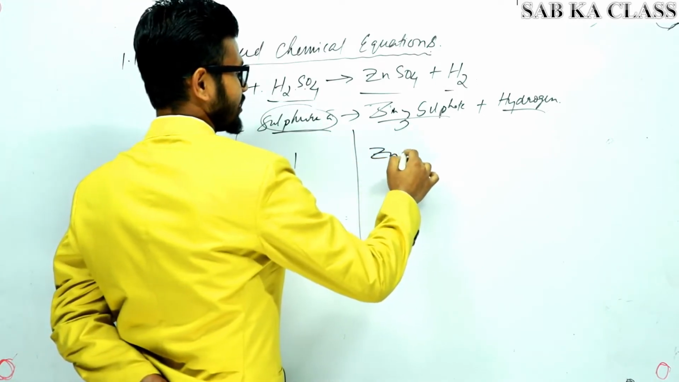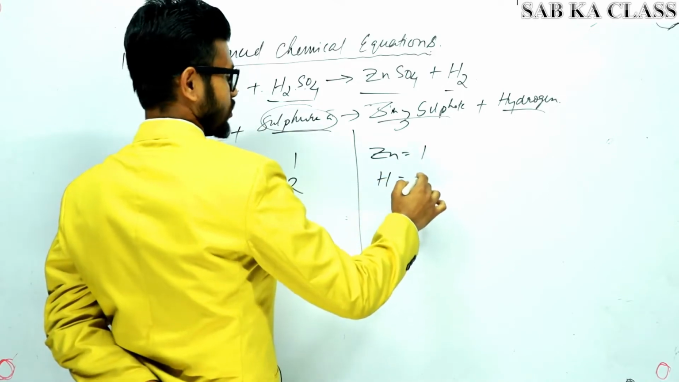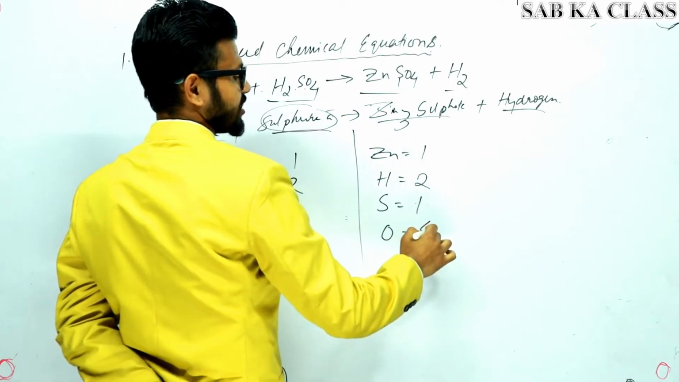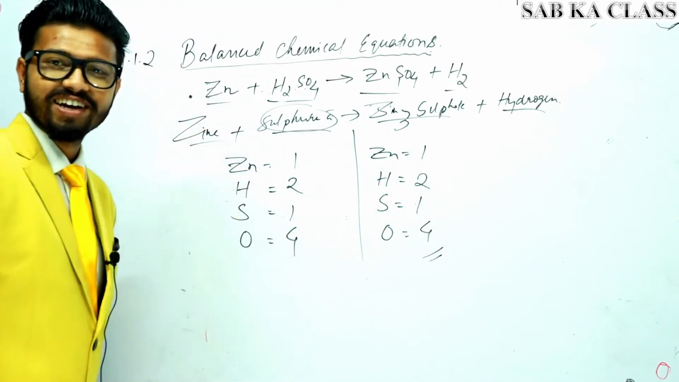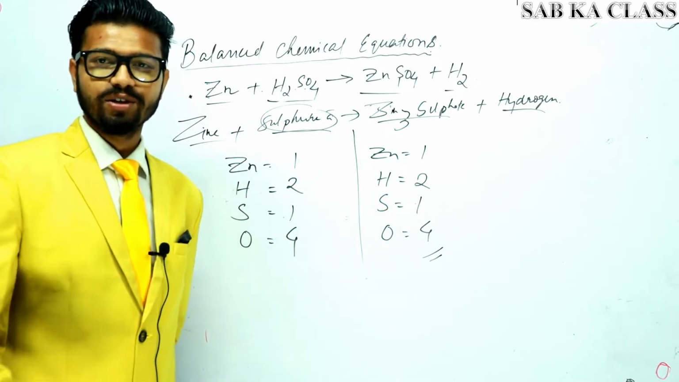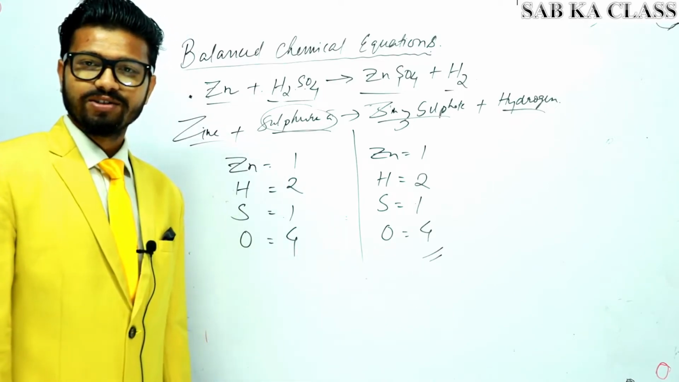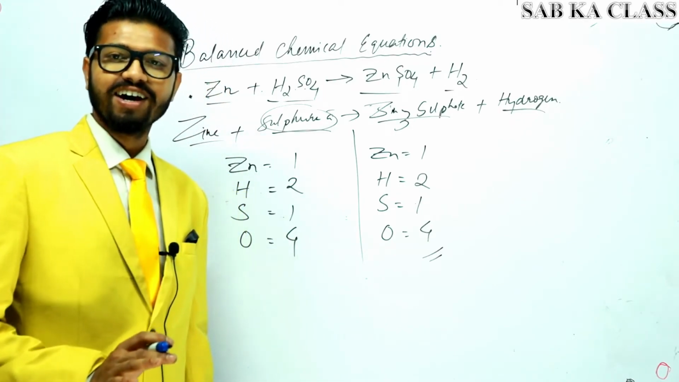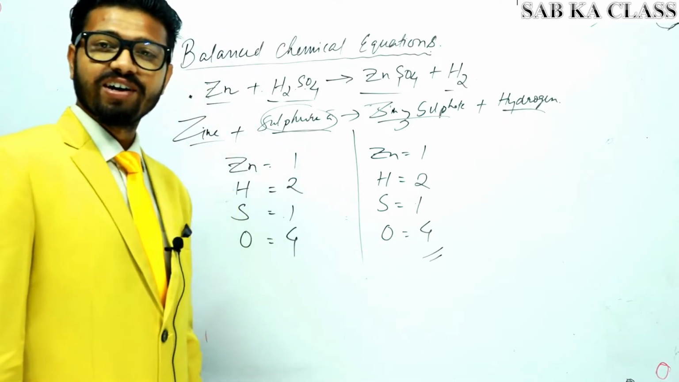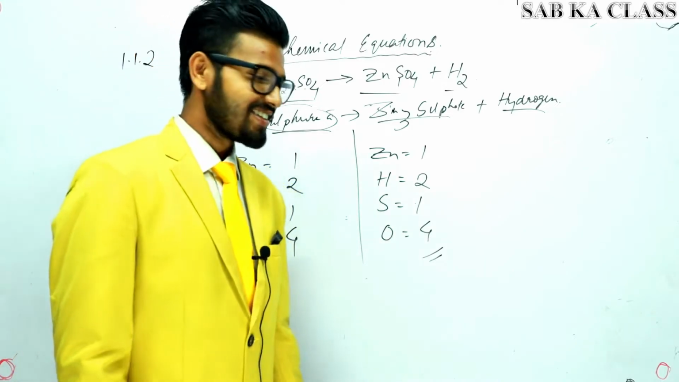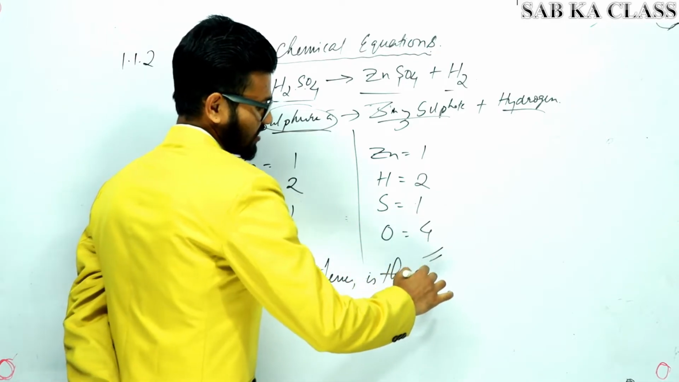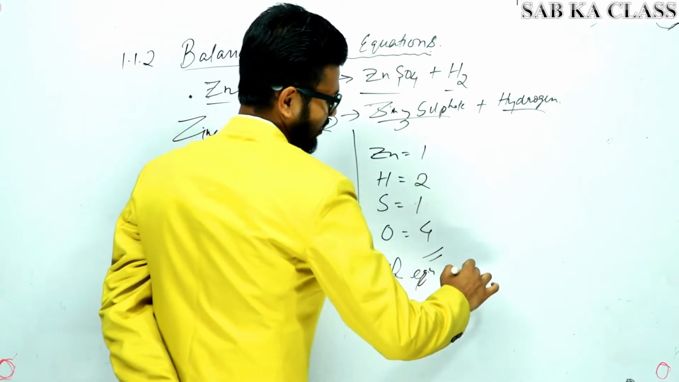How many zincs are there? 1 zinc. How many hydrogens? 2 hydrogen. How many sulfur? 1 sulfur. How many oxygens? 4 oxygen. What you can see is that all the elements are equal on both sides of the reaction. So is there any requirement of balancing here? No need, because they are already balanced. The equation is balanced already.